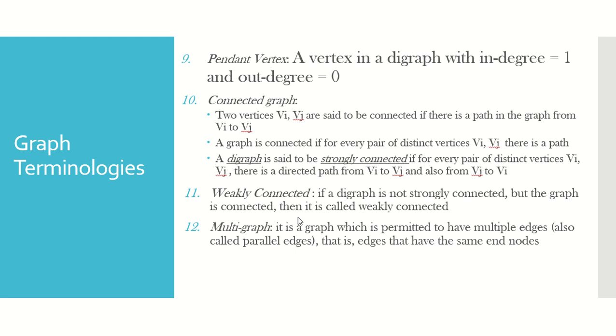Finally, multigraph. A multigraph is a graph which will have multiple edges or parallel edges between multiple vertices of the graph. So if you can find a graph which supports parallel edges, such kind of a graph is called a multigraph. A simple graph is a graph containing no self loops or parallel edges, whereas a multigraph is a graph that can support parallel edges. So these are the graph terminologies.